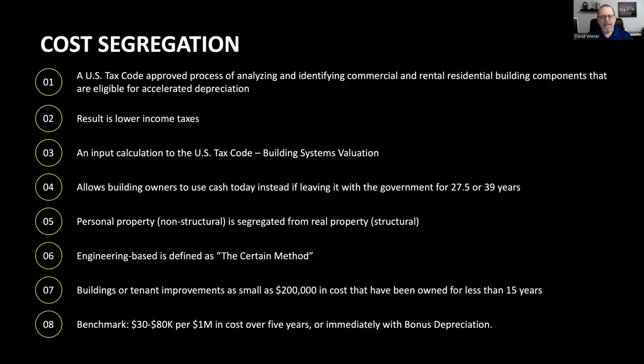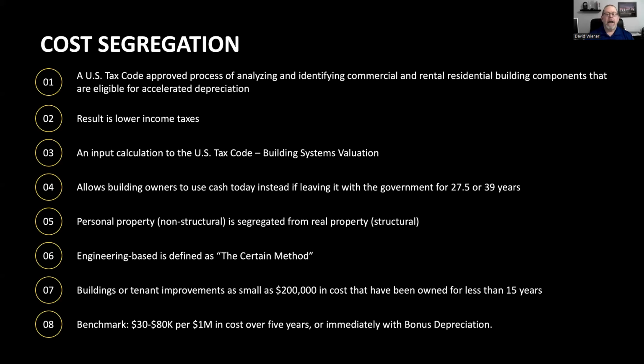But through cost segregation, we identify all the pieces and parts of your building, a lot of which, according to the tax code, can be depreciated much quicker, 5, 7, or 15 years. And by accelerating that depreciation, we get you larger tax deductions toward the front end of your ownership. The result of a cost segregation study is you get to save income taxes. You get lower income taxes in the first few years of your property.